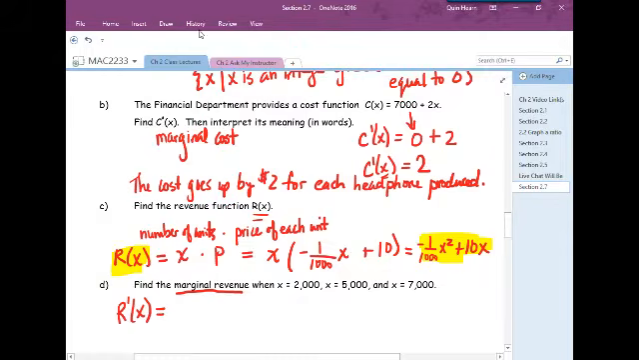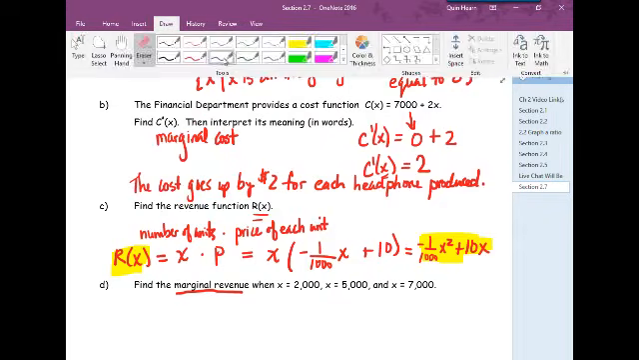I'm getting tired of all this red, so let's switch to black here. Maybe blue. Okay.